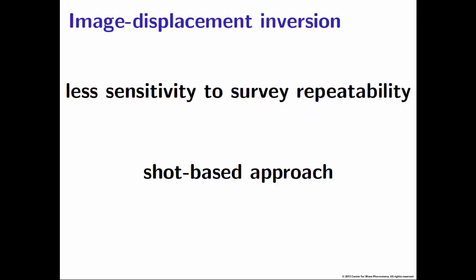So to conclude, image displacement inversion is possible and is less sensitive to the survey repeatability than the data domain, because now we are just looking at structural consistency between the migrated images, and it is a totally shot-based approach in the sense that we are comparing single migrated shots. We don't need to consider a large number of migrated images in order to assess the quality of the baseline model for the monitor survey.